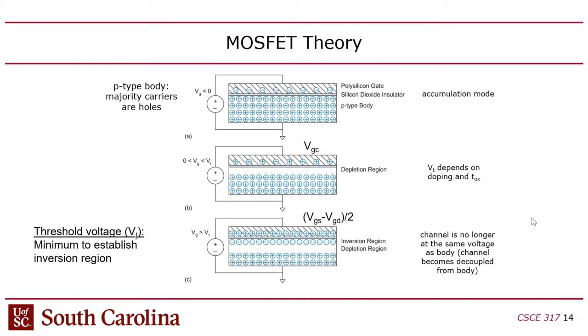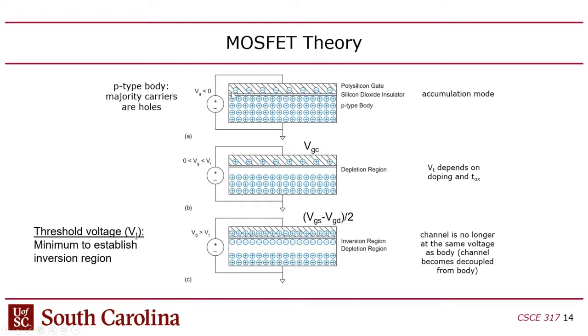MOSFET gates are pretty neat. I kind of alluded to this earlier, but if this is an nMOS, in this case, what I'm showing here in this slide, I'm not showing the source and drain. I'm not showing the diffusion areas. I'm just showing the channel. So if you're just looking at the channel, what is the channel here? Well, the body is PMOS. That means this is an N-type transistor.